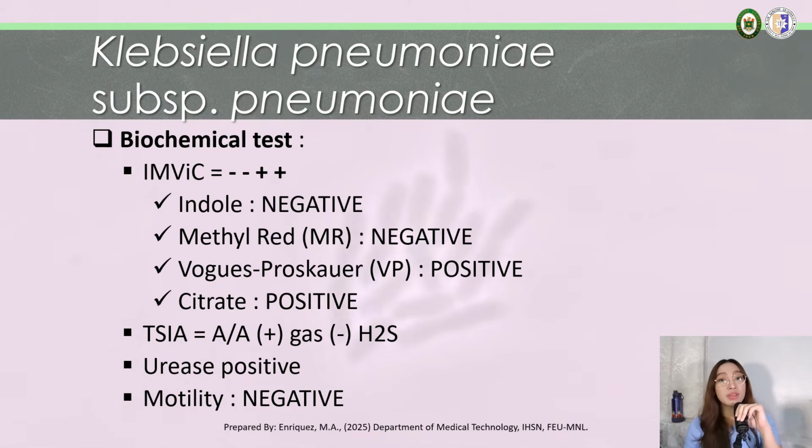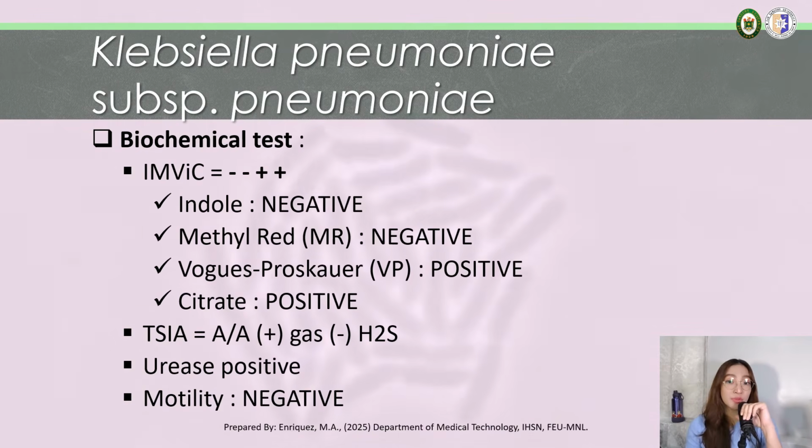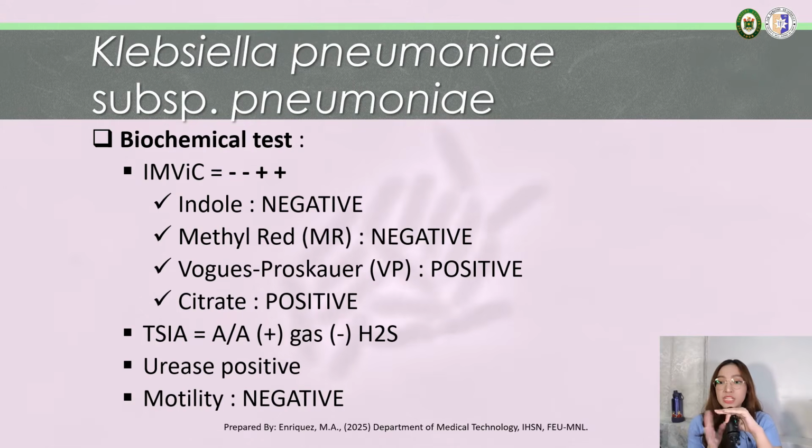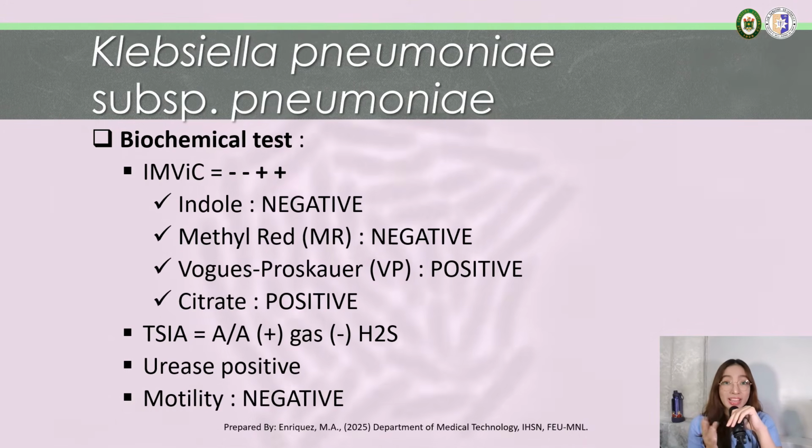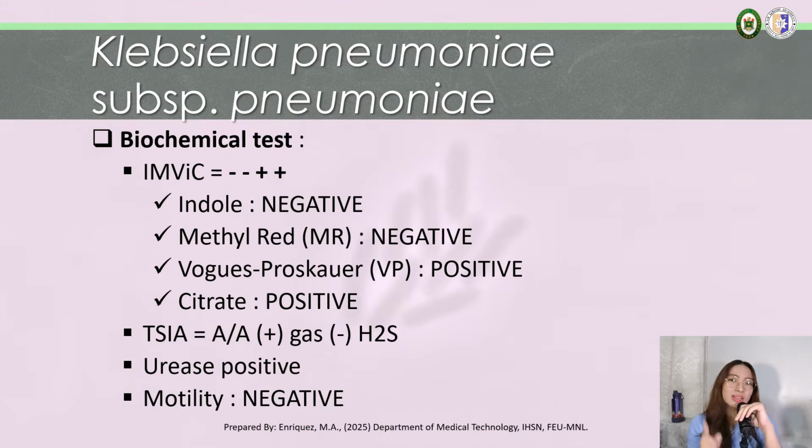Ano po yung biochemical test reactions ng Klebsiella pneumoniae? Klebsiella pneumoniae subspecies pneumoniae is indole negative, methyl red negative, which would automatically mean that it's Voges-Proskauer positive, di ba po? As I've said in my discussion on chapter 8, no clinically significant bacteria can be positive for both MR and VP. And lastly, it's citrate positive.